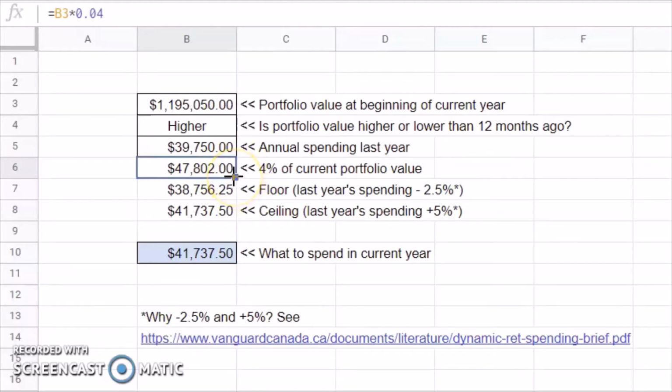That's one possibility. Because the portfolio went up in value over the last 12 months, we need to now turn our attention to the ceiling withdrawal amount. This calculator also computes the floor withdrawal amount, but the portfolio went up in value, so we want to know what is the ceiling value amount. And that is computed by taking what was spent last year and increasing it by 5%.